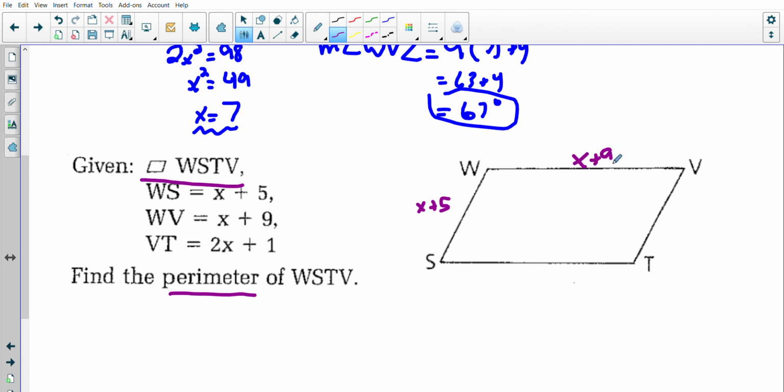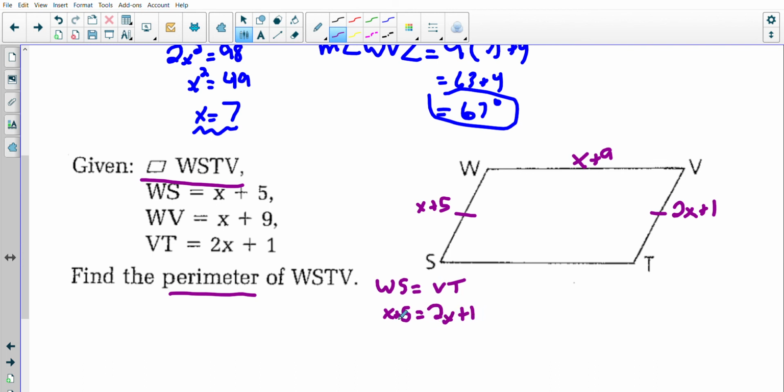And then VT is 2x plus 1. Not to speed through this or anything, but in parallelograms, their opposite sides are going to be congruent, right? So we can set those equal to each other. To be neat, I'll just say WS is going to be equal to VT, or x plus 5 is going to be equal to 2x plus 1.